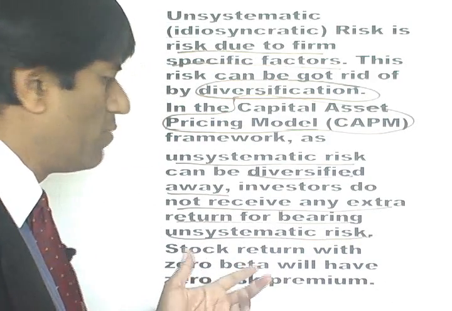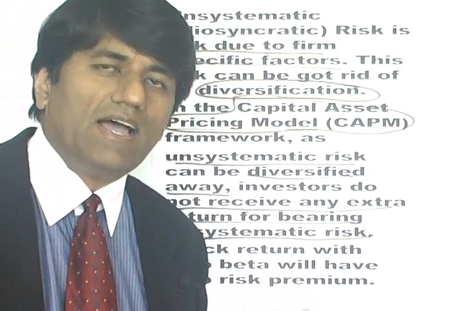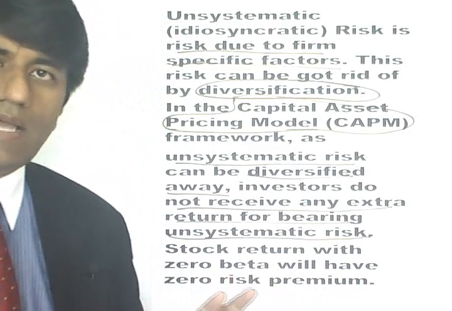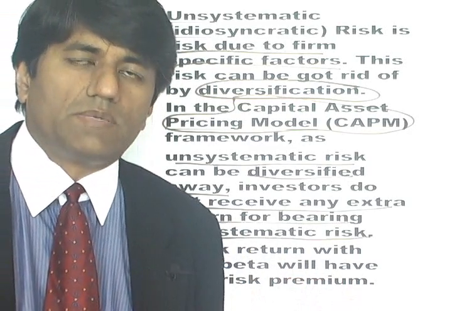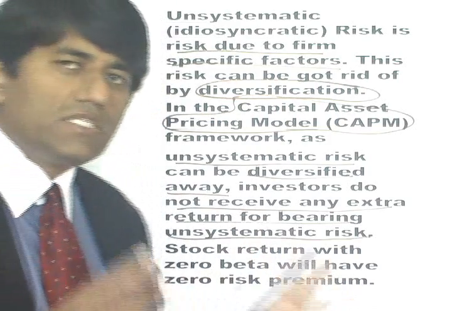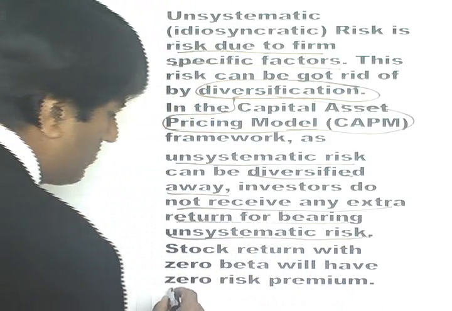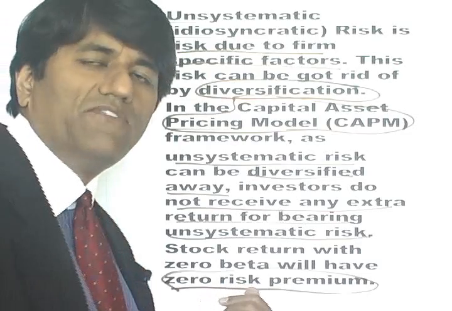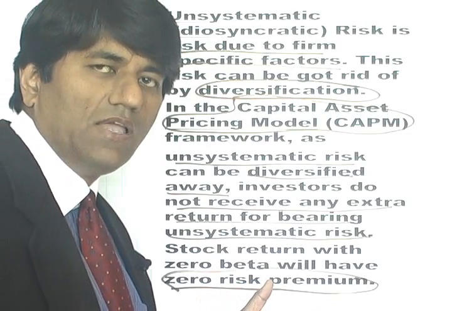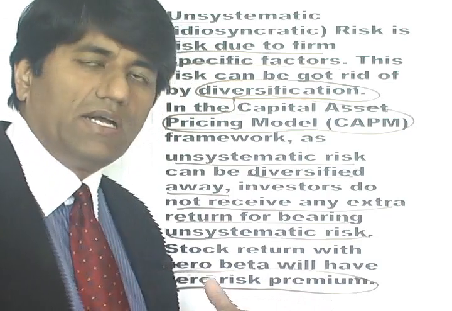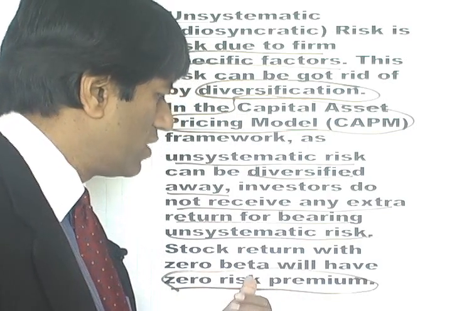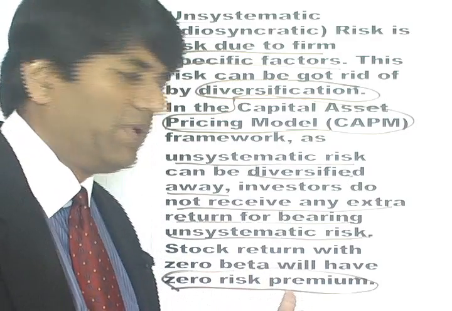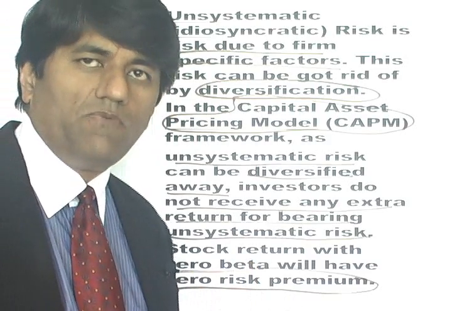So what is the stock return with zero beta? Well, beta was a measure of systematic risk. So a stock with zero beta will be a stock with no risk or only unsystematic risk. Such a stock, according to the CAPM ideas, will have a zero risk premium. Because even though the stock may have risk, it is entirely unsystematic risk, which does not earn a premium, which does not earn a higher return. Therefore, a stock with zero beta, which means the same as zero systematic risk, will earn no risk premium, will have a zero risk premium.